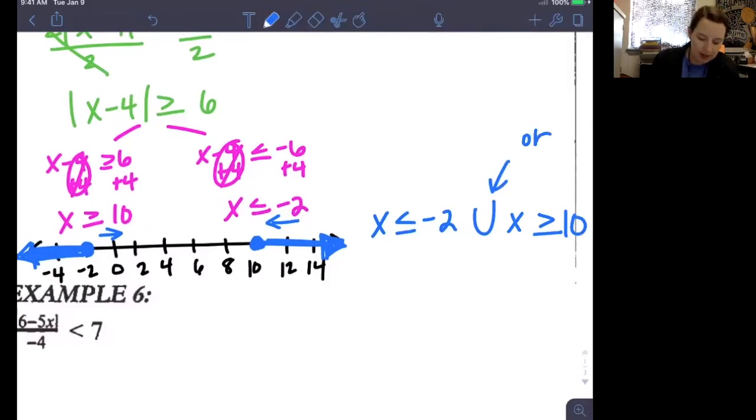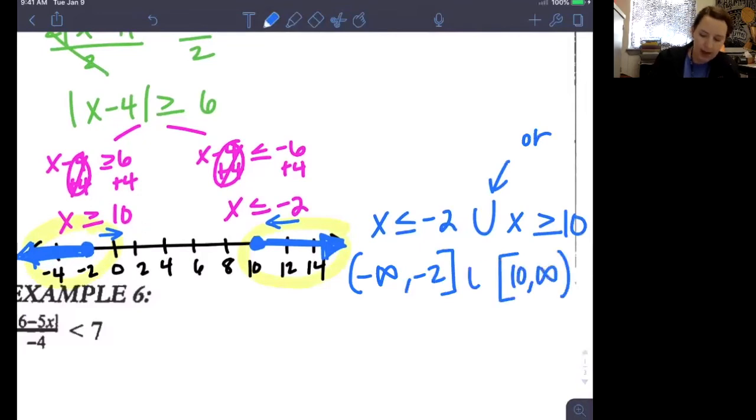Okay, you might also see it written as interval notation from negative infinity to negative 2 with a bracket. That describes the left end of your number line. And then the right end of our number line, we're going to start with a bracket on 10. We're going to go to positive infinity and also include it with a union. Okay, your interval notation is probably how you're most likely going to see that written. But I wanted you to see where our inequalities match up to that number line as well.